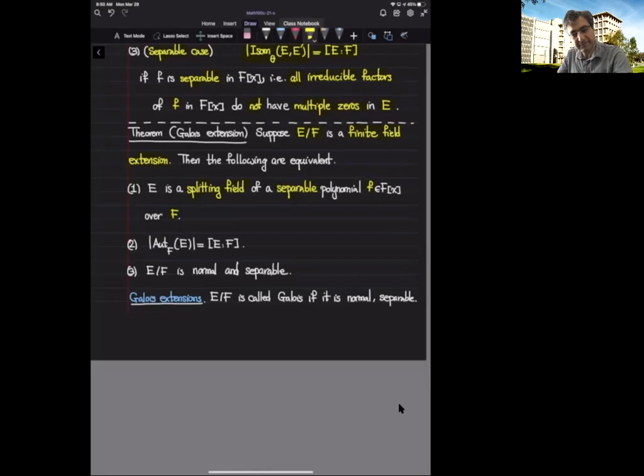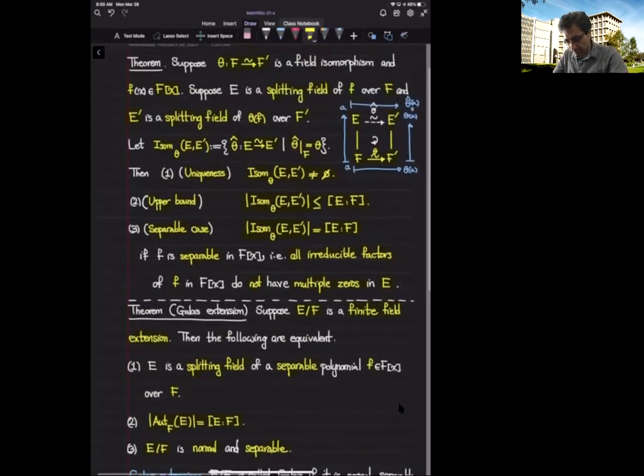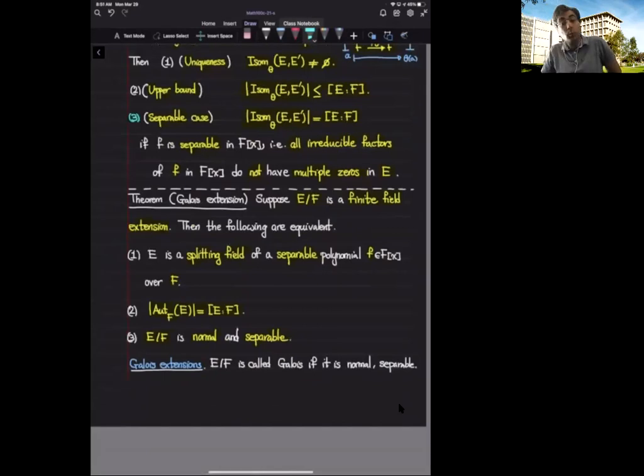Over the base field, capital F, the number of F automorphisms of E is precisely equal to the degree of the field extension. The field extension E over F is a normal separable field extension. So why 1 implies 2 is immediately a consequence of the third part of this more general statement over here. When I apply this result for theta equals the identity map, F equals F prime, and theta identity, it immediately implies that 1 gives us 2.